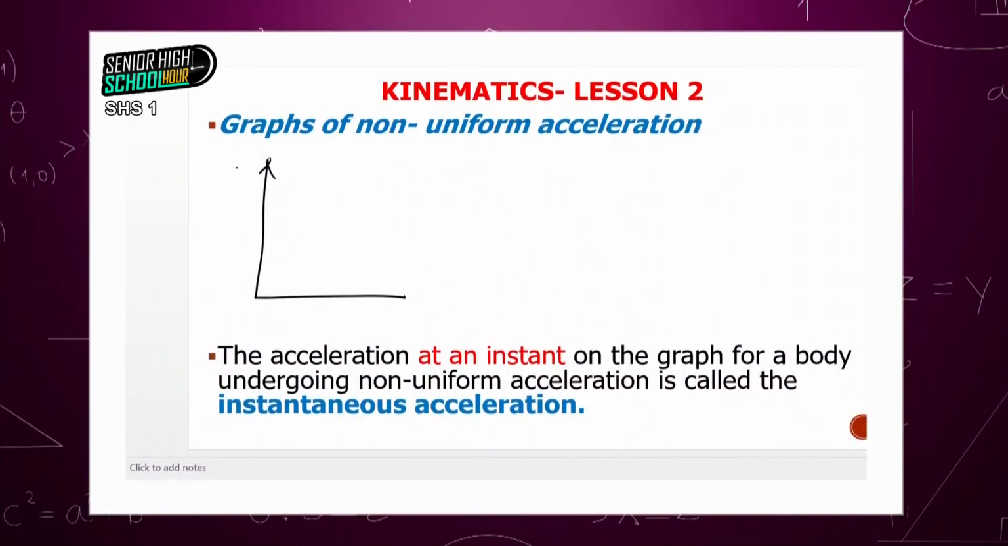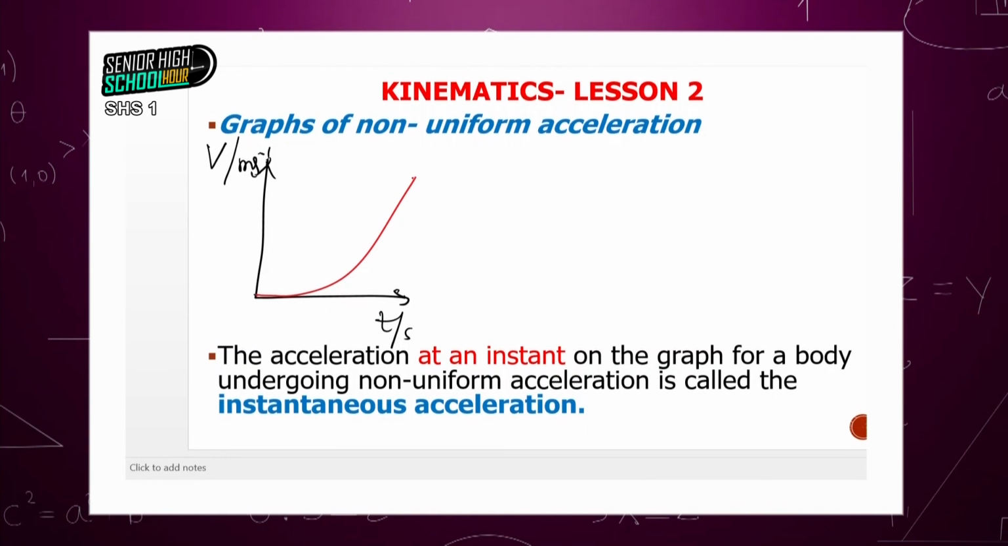We can look at the graphs for non-uniform acceleration. So in this case too, we will label the axis velocity against time. Velocity in meter per second against time in second. Then it's non-uniform, so it's no more a straight line. This time, it will be a curve. So this is a graph for non-uniform acceleration.